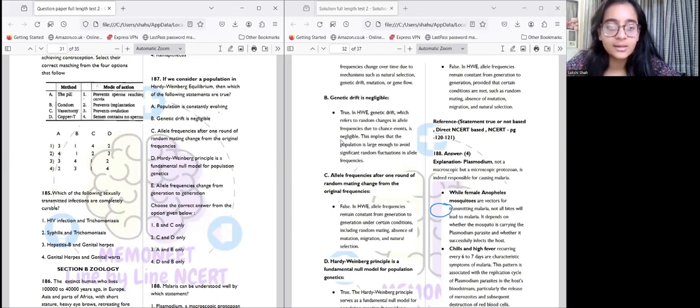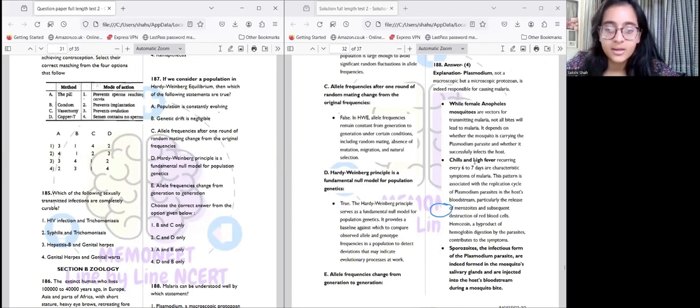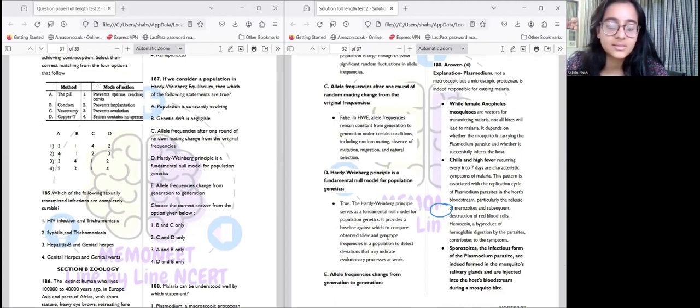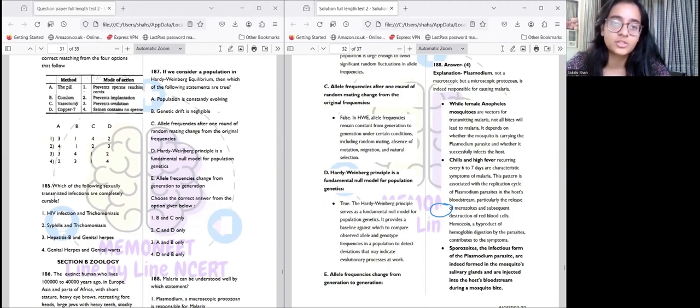Let's see D. Hardy-Weinberg principle is a fundamental null model for population genetics. Yes, it's true. It's a null model. Why? Because it provides a baseline against which to compare observed allele and genotype frequencies in a population to detect deviations that may indicate evolutionary processes at work. So basically, this model does not help us in any fixed, certain way, so it's considered a null model for population genetics. These are certain lines that you need to know.